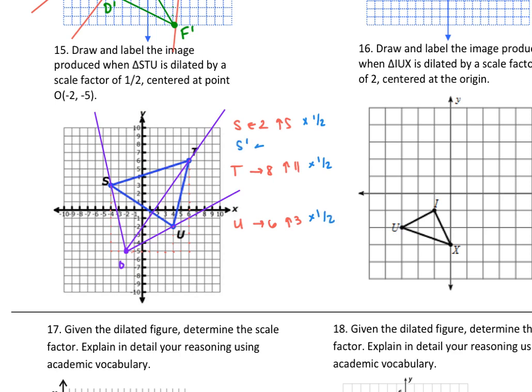So S prime, I'm going to go left 1, up 2.5. T prime, I'm going to go right 4, up 5.5. And then U prime, I'm going to go right 3, up 1.5. So multiplying by 1/2. And that's going to get me my new points. So S left 1, up 2.5.